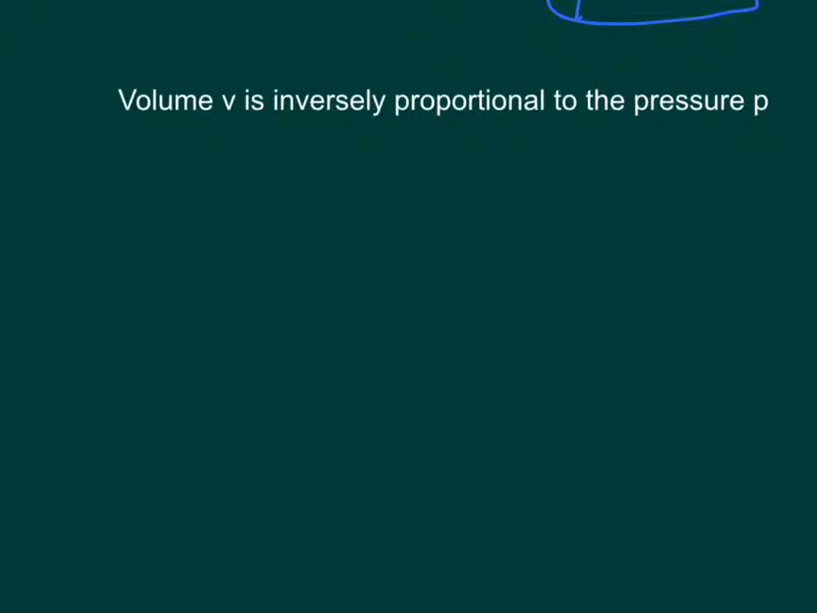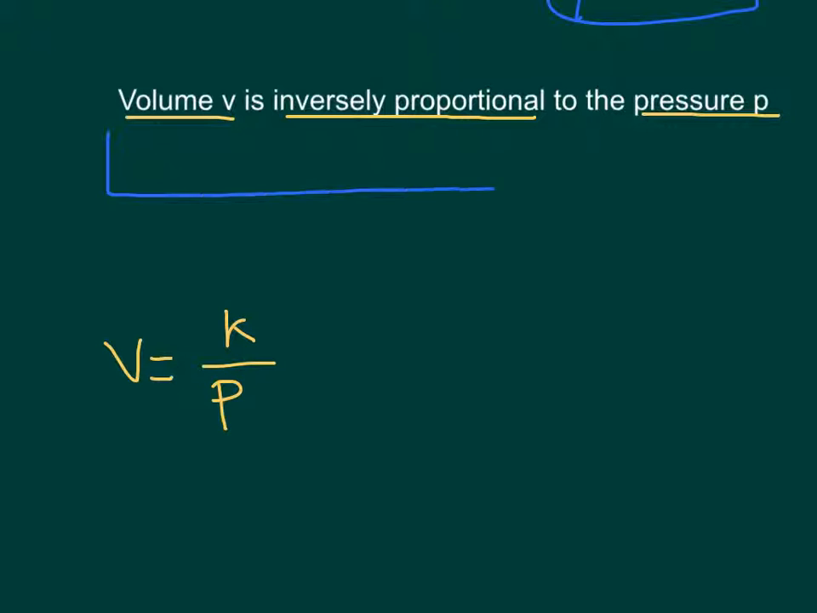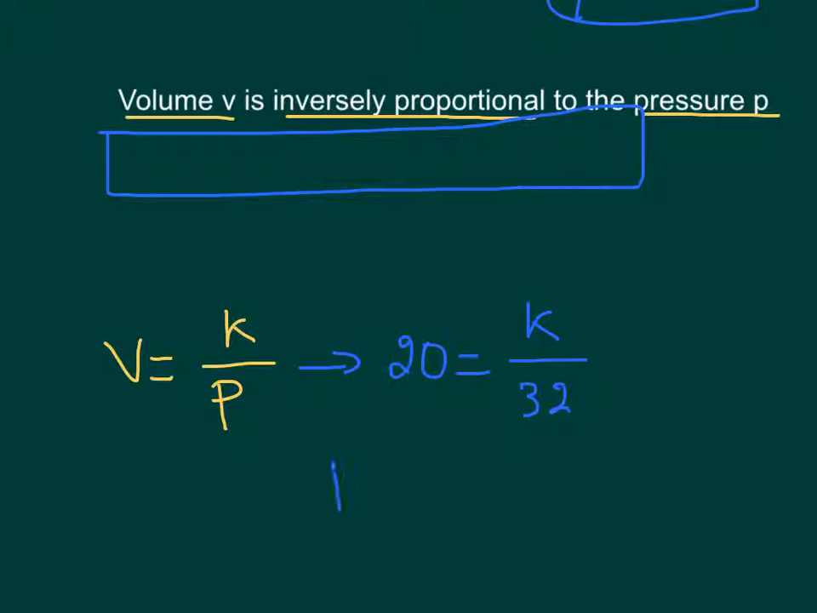Okay, as for number 17, I just need you to notice something. They told you the volume V is inversely proportional to the pressure P. That should give you a formula. That means it's V equals K over P. The first part of the problem is they gave you everything you need so you can find what K is. So I'm going to go over here and say if the volume is 20, and K is what I'm looking for, the pressure is 32, that gives us K equals 20 times 32, which gives us 640. That's a constant.